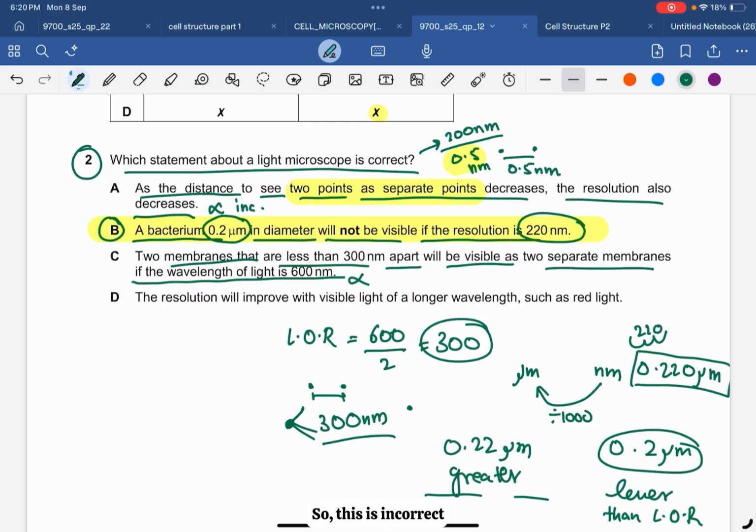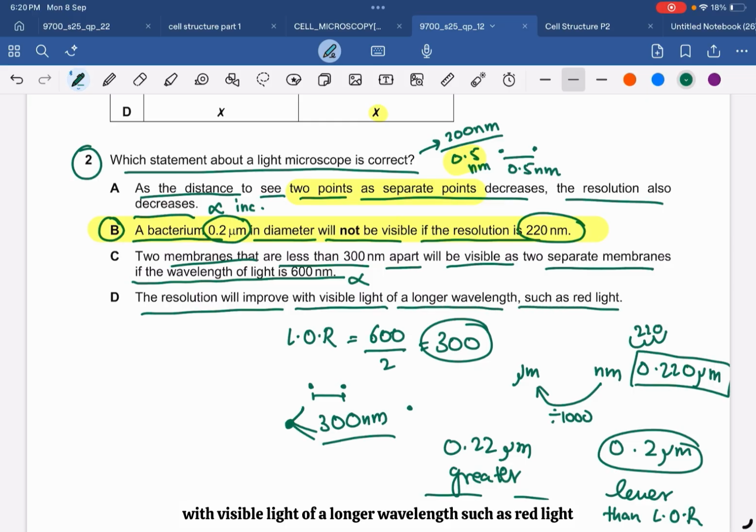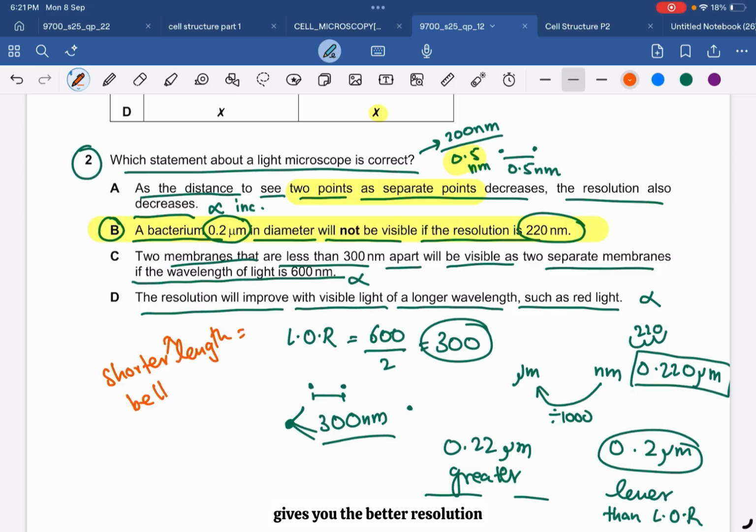So this is incorrect. The resolution will improve with visible light of a longer wavelength, such as red light. So no, this statement is also incorrect. Why is this statement incorrect? Because we studied that the shorter wavelength basically gives you the better resolution. The smaller the wavelength, the better will be the resolution.